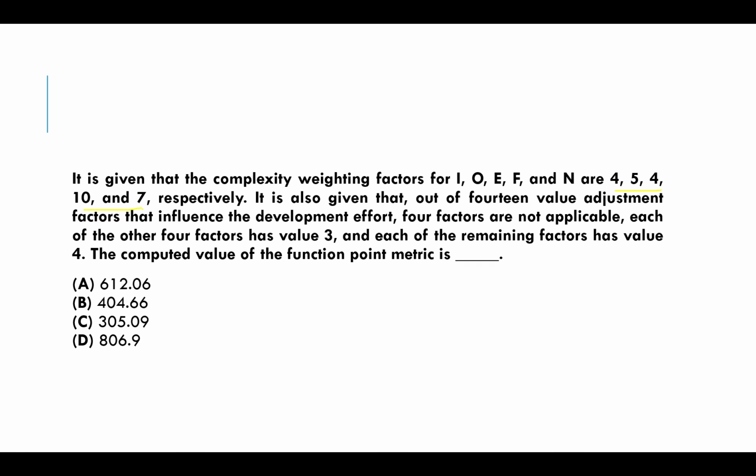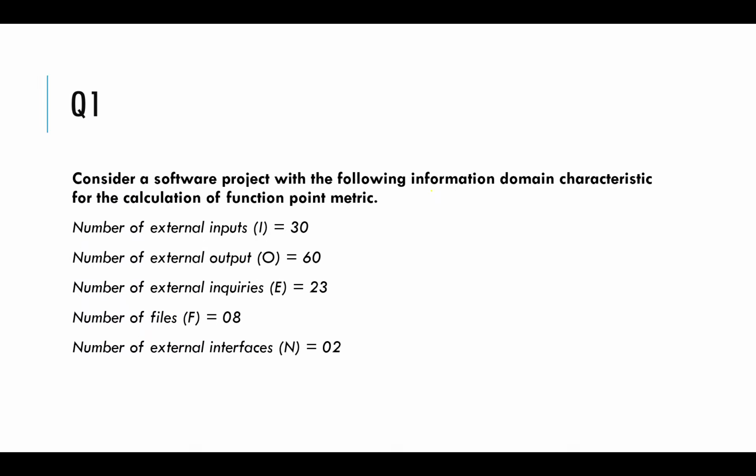So the count we get is 30 multiplied by 40, as given, 60 multiplied by 5, 23 multiplied by 4, 8 multiplied by 10, and 2 multiplied by 7. In this way you can calculate the complete UFP.